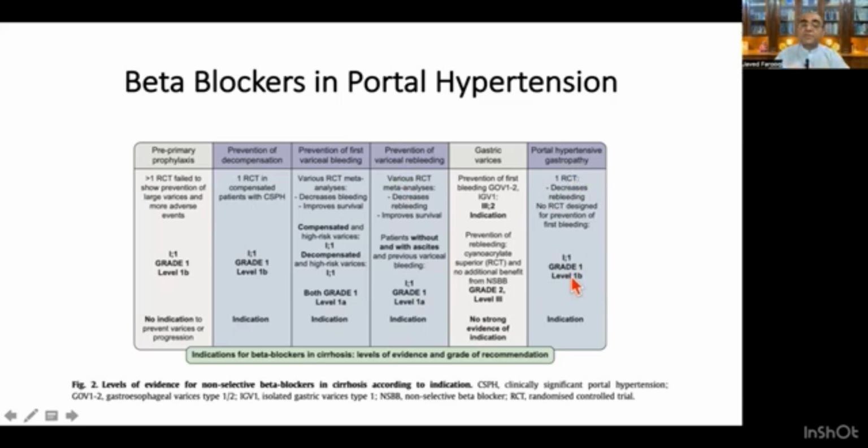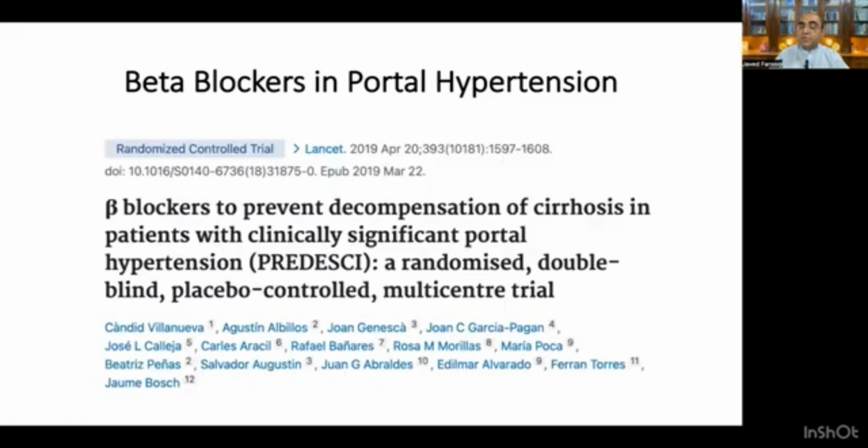This is a summary of the different trials which are available for the use of beta blockers in portal hypertension. I would like to share one study with you, which is beta blockers to prevent decompensation of cirrhosis in patients with clinically significant portal hypertension. These were patients with clinically significant portal hypertension, and I told you what clinically significant portal hypertension is in the first part of this. It was a randomized, double-blind, placebo-controlled, multi-center trial.